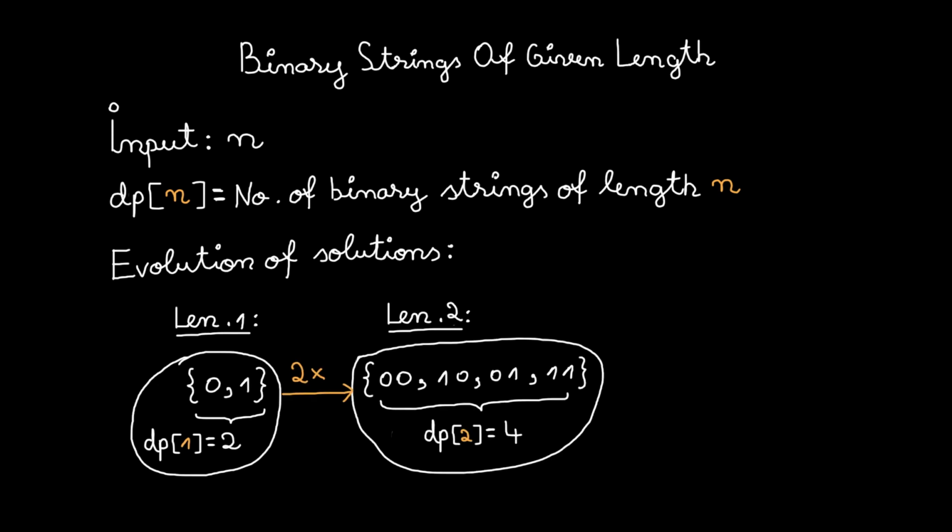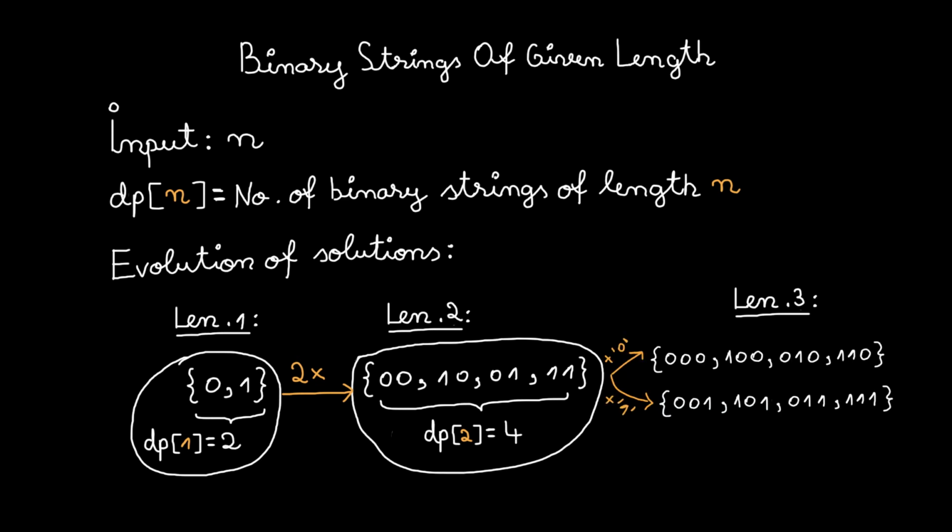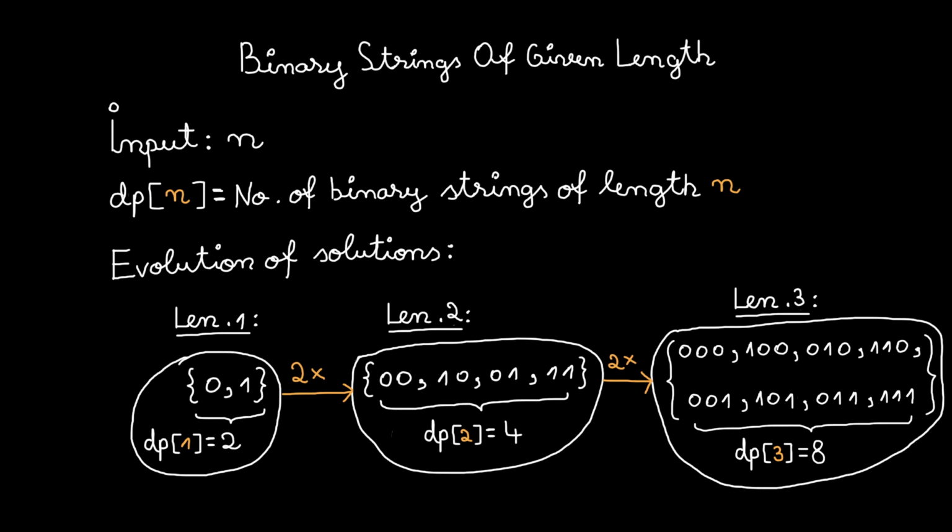And here is the relation. dp of 2 is obtained by doubling dp of 1. Following the same line of reasoning, the binary strings of length 3 consist of a prefix of length 2, which is part of the previous set, and either a 0 or a 1 at the end. Again, two sets are going to be formed, both of them of size dp of 2, and the relation is confirmed. dp of 3 is also obtained by doubling the previous value, which is dp of 2.